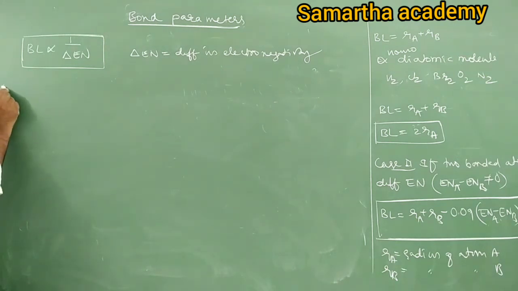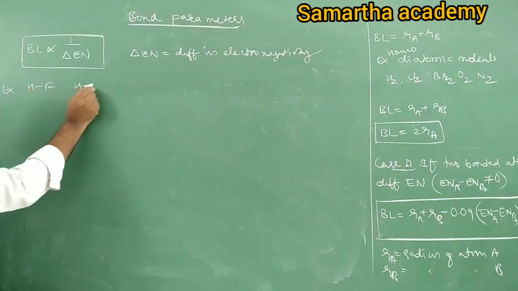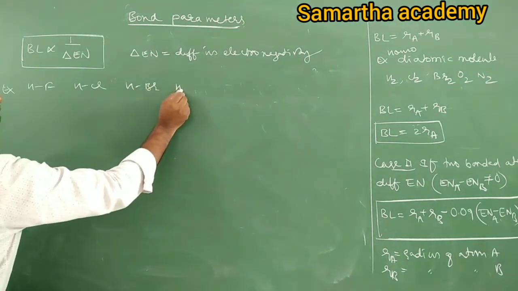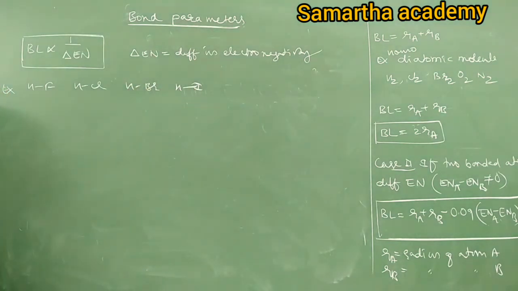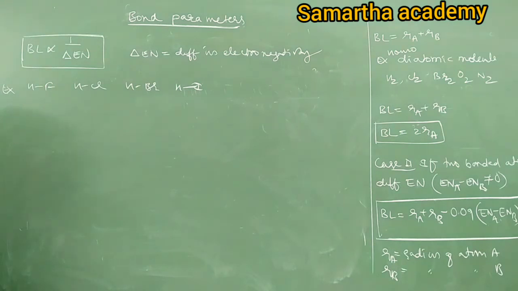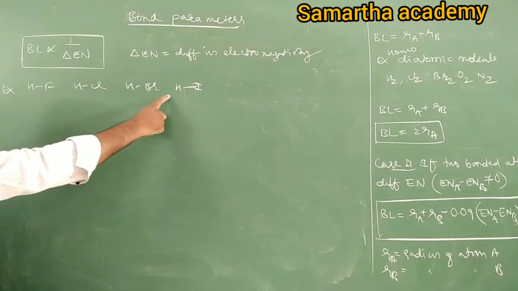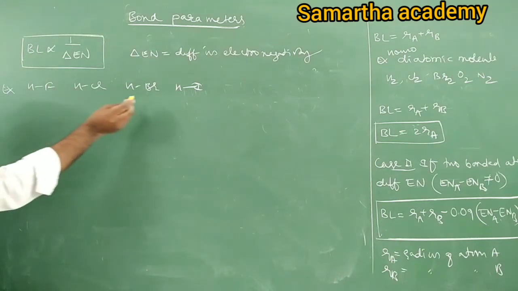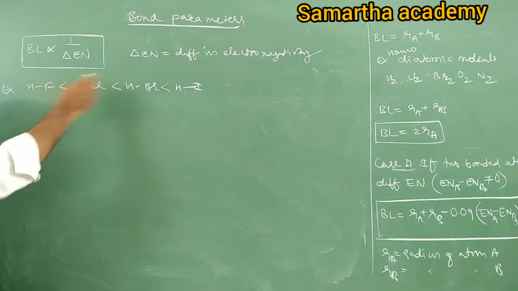For example, let us take HF, HCl, HBr, HI. Tell me, what is the order of bond length? Down the group, fluorine, chlorine, bromine, iodine, what happened? Atomic size increases. When atomic size increases, the internuclear distance increases. It means which has more bond length? HI. Which has less bond length? HF. So bond length increases down the group.